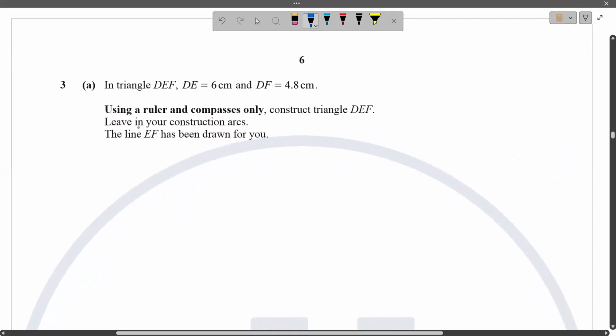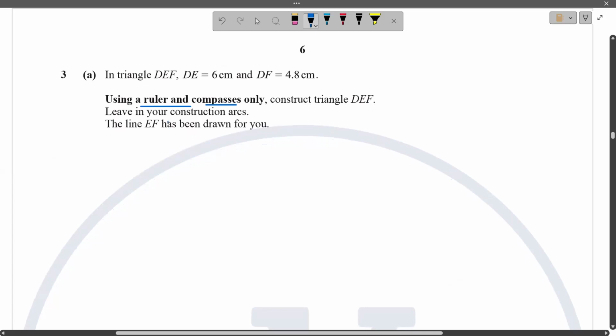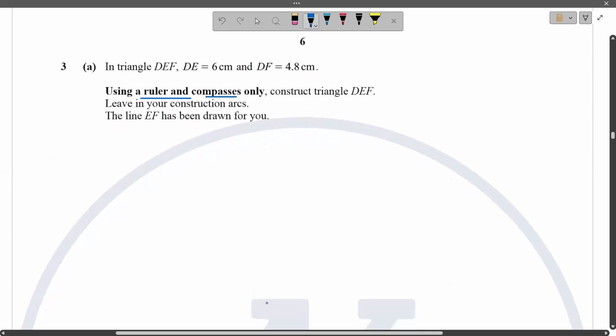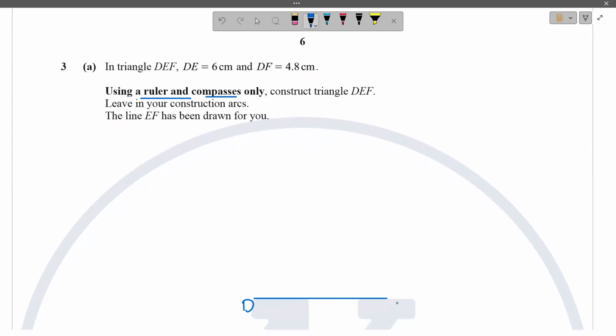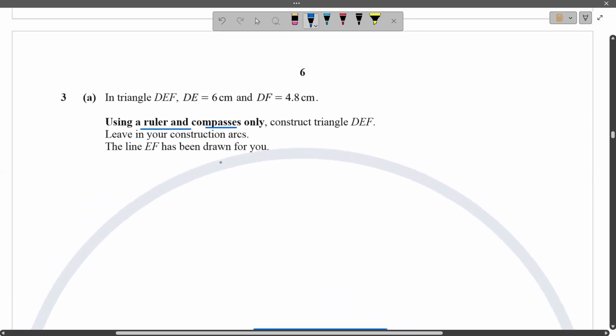Question number 3. In triangle DEF, DE equals 6 and DF is 4.8. Using compass and ruler, construct the triangle DEF. Leave the construction. So I need to start here with DE, 6 centimeter.